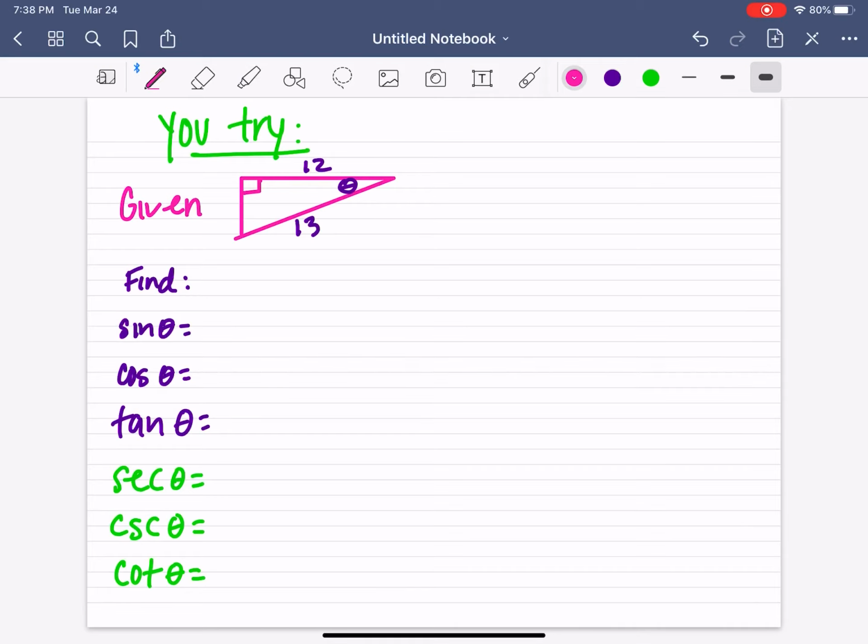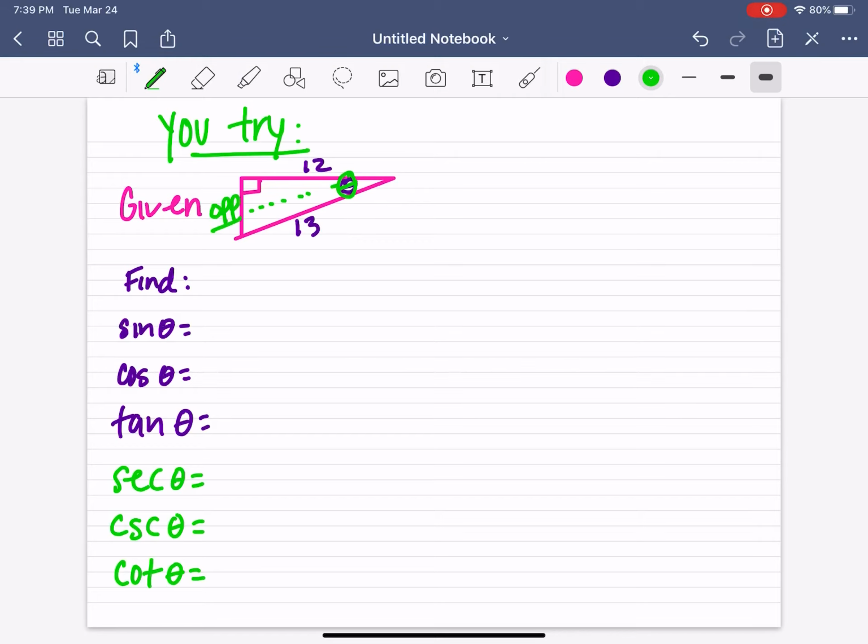Okay, so the first thing I would do is label my triangle. Notice that the theta, the angle that we're looking at, is right here. So let's label our sides. The side right across from it is your opposite. And notice that our opposite side measurement is missing. So we're going to have to find that in a minute.